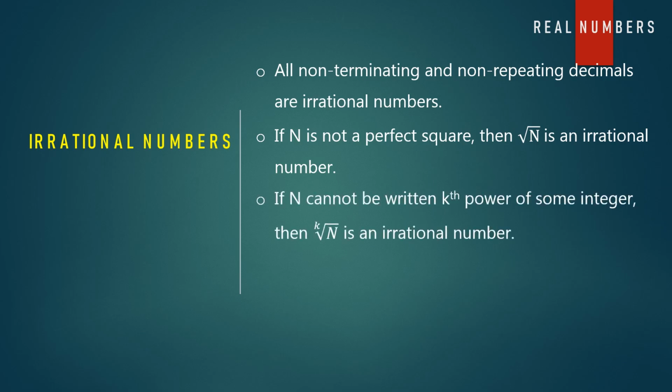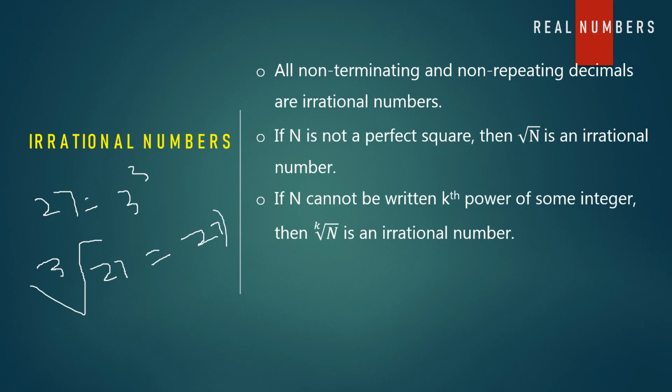If n cannot be written as the kth power of some integer, then the kth root of n is an irrational number. For example, let me take 27. I can write 27 as 3 cube, and therefore cube root of 27 is rational, because cube root of 27 means 27 power 1 by 3, which is 3 cube power 1 by 3, that is nothing but 3. That is rational.